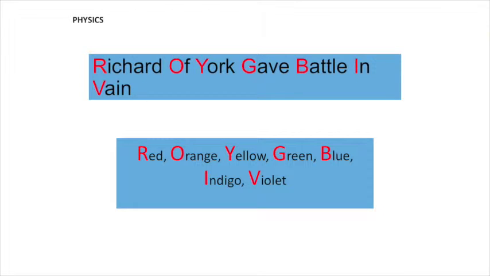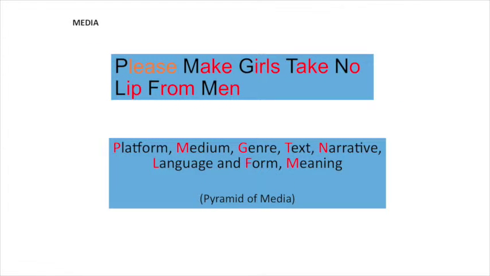So physics use this with Richard of York gave battle in vain for the colours of the rainbow. You've probably done that at GCSE. In media, for instance, if we were learning the pyramid of media, the order in which the media come, the largest one is the platform, obviously, and then you've got the medium, the genre, individual texts, the narrative within text, language and form, and meaning. So you've got a list of letters there that you could need to memorize in order to remember them in your head. So please make girls take no lip from men might be one way of doing it. Or not.